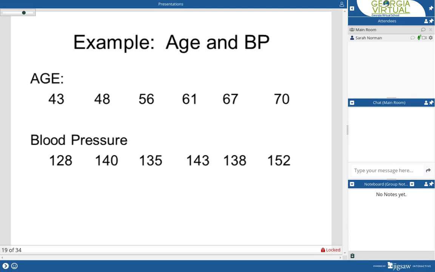So here's an example on age and blood pressure. We can probably imagine that the older a person becomes, probably the higher their blood pressure, right? Young people are very healthy, and as people get older, their blood pressure tends to increase just due to getting older. So here's some data here.